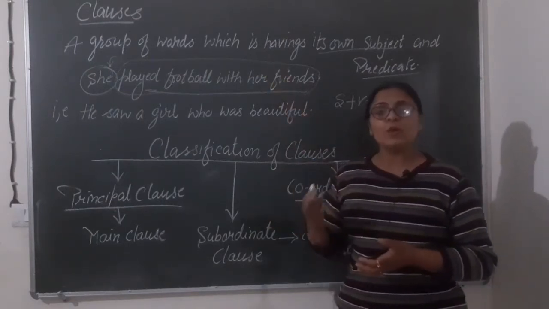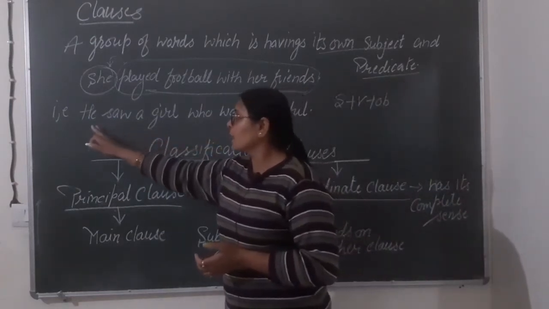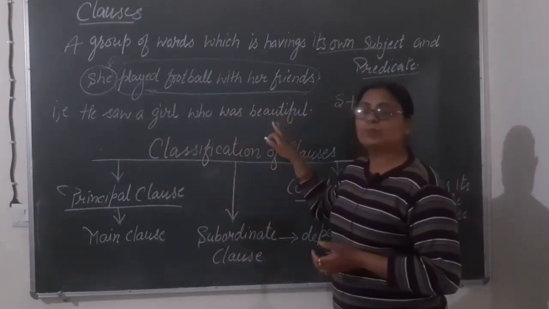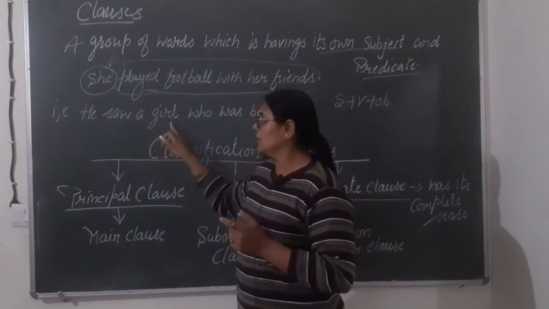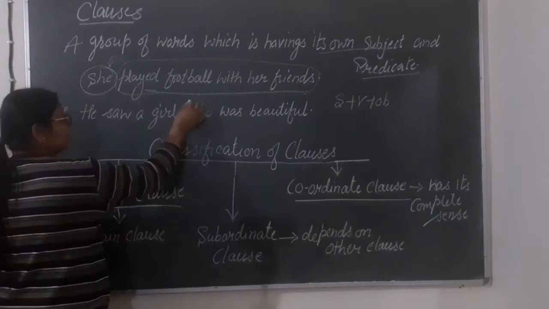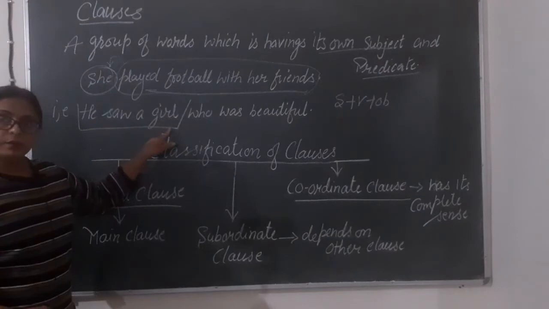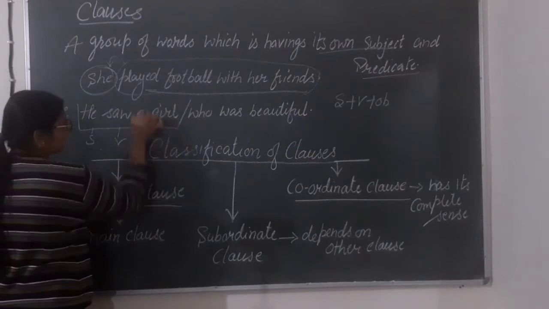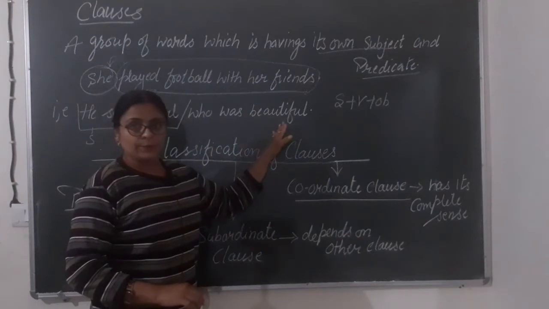To make you understand about clauses, I have taken one sentence: he saw a girl who was beautiful. Let's see this sentence again and try to understand. If we classify this sentence into two parts, then we have one complete sentence: he saw a girl. Why is it complete? Because he is the subject here, saw is the verb, and a girl is its object, right? So what is the use of this: who was beautiful?